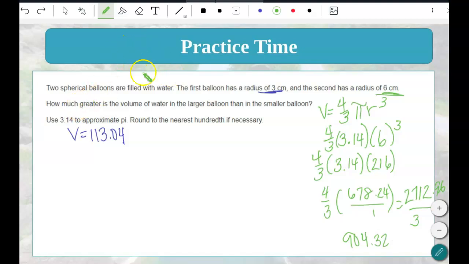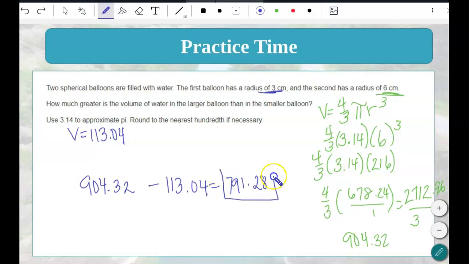So here's what we have to do. It says, how much greater is the volume of water in the larger balloon than the smaller balloon? The larger one has a volume of 904.32. Smaller one, 113.04. You would subtract them to find out how much greater the larger one is. Go ahead and use your calculator, and it comes out to 791.28. Voila, and that's the answer for that one.